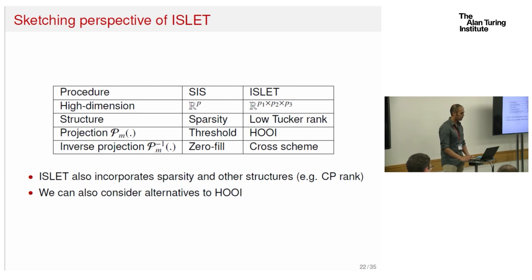Yep. Can I ask what are the properties that you need for HOI? Like what properties do you need, in particular would quasi-optimality be enough?